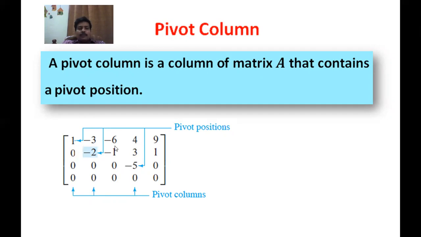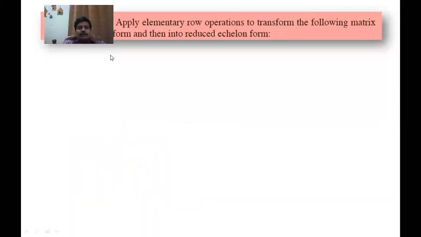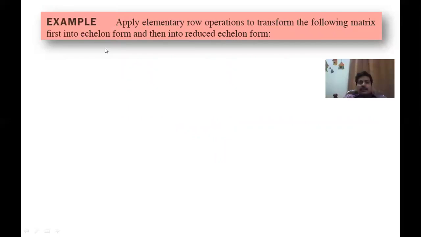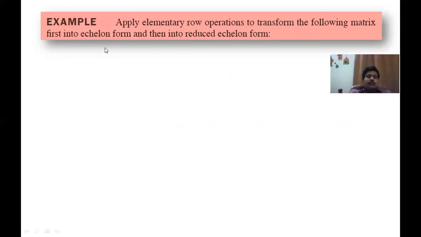Here we have 5 columns, 1, 2, 3, 4, 5. Out of them, 1, 2 and 5 are the pivot columns. Column number 3 and column number 4 do not have pivot positions, so they are not pivot columns. So let us convert a matrix first into echelon form and later into reduced echelon form.